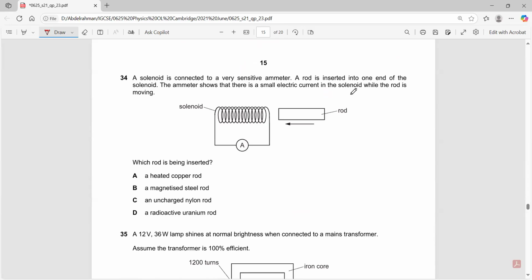Question 34, you have a rod and a solenoid, and as the rod is inserted into one of the ends, the ammeter shows that there is a current in the solenoid, right? What must this rod be? It must be a magnet. It has to be a magnet, right? Magnetized steel rod, right?